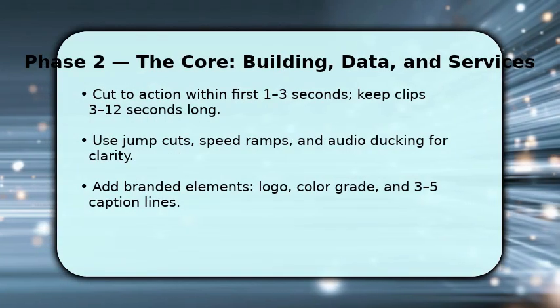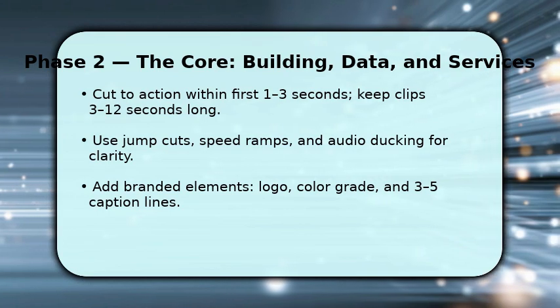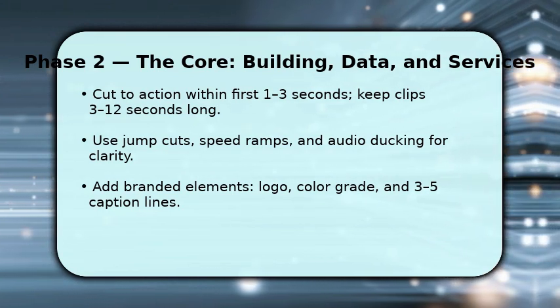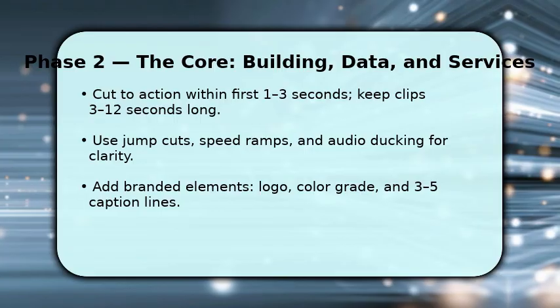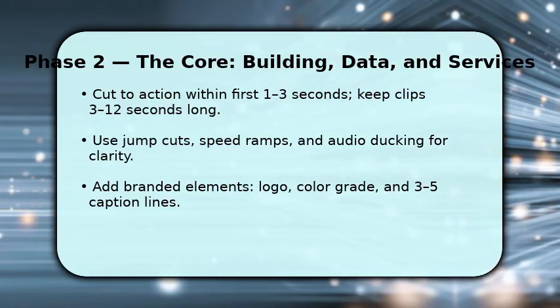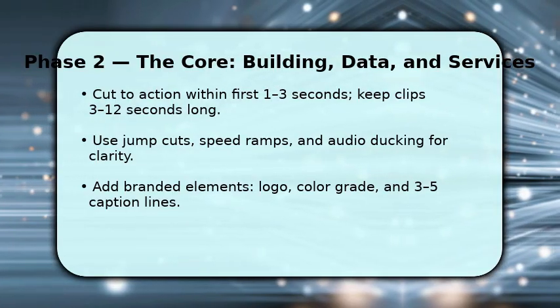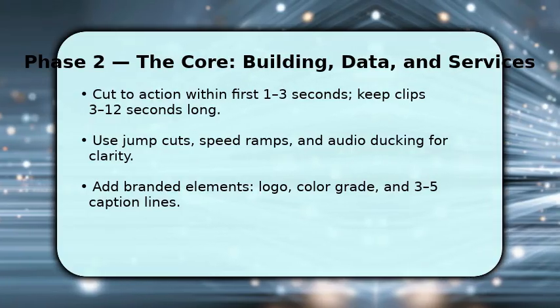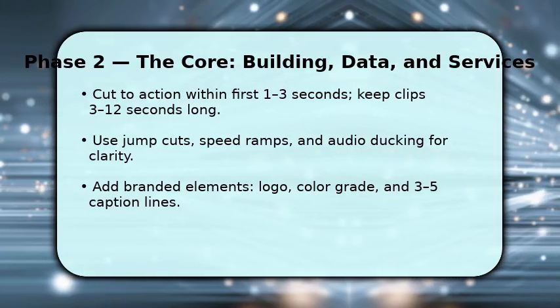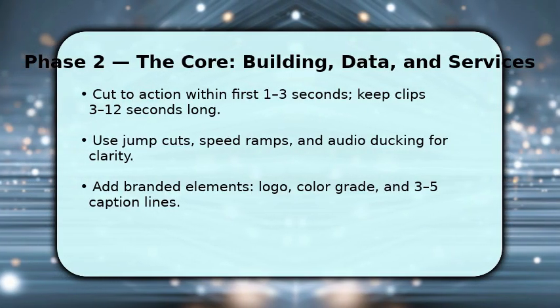You now focus on pacing and clarity. Trim each clip to its strongest moment and aim for 3 to 12-second shots so viewers don't lose interest. Use jump cuts to maintain momentum and apply speed ramps where emphasis helps storytelling. Once pacing feels right, balance audio with ducking so voice or hook stays clear, then apply a quick color grade and add captions that improve retention and accessibility instantly.